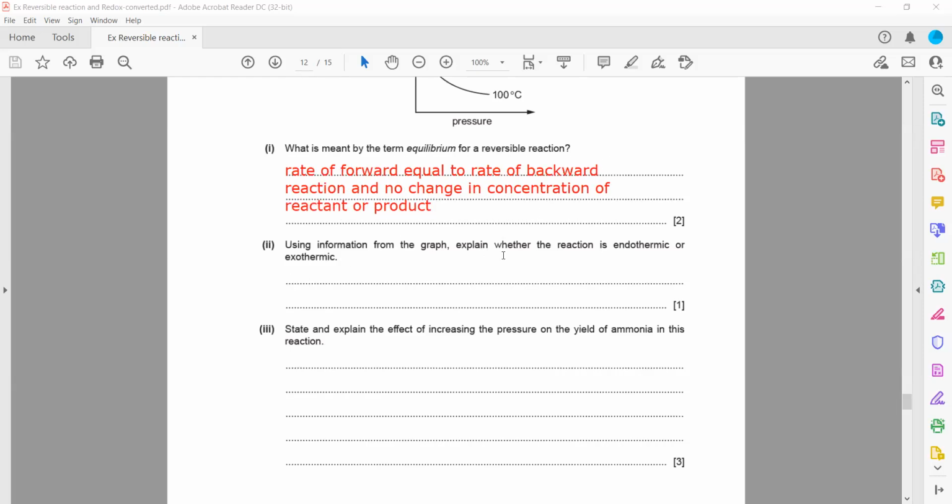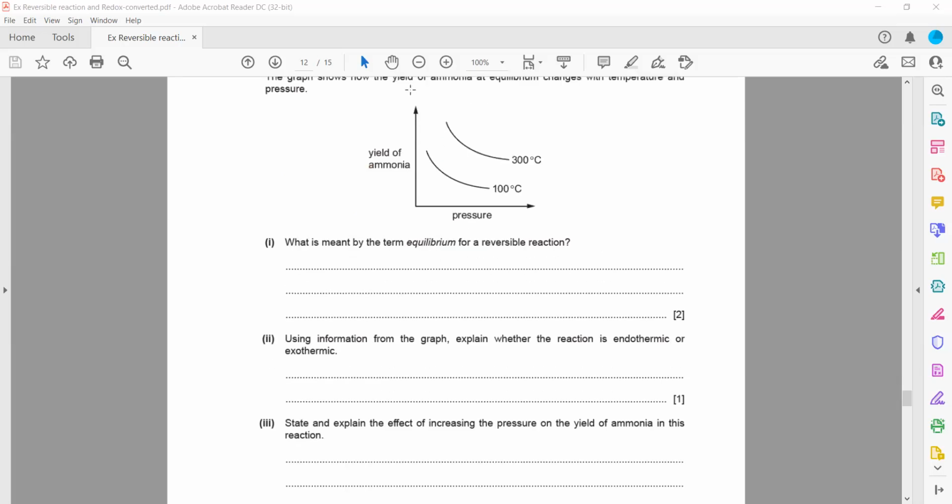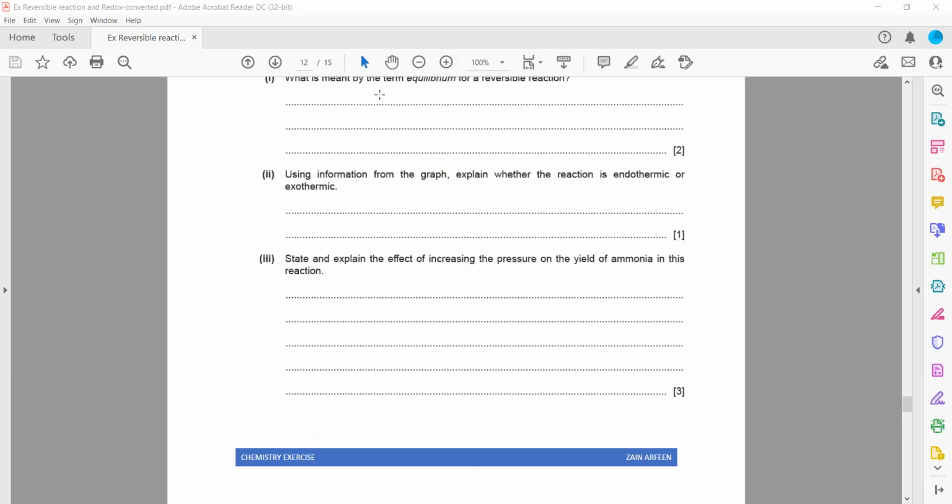Use information from the graph to explain whether the reaction is endothermic or exothermic. So how do we identify it? As you can see, at 300 we are getting more product. At 100 we are getting a smaller product. So if we increase the temperature, we get more product. When we increase the temperature and get more product, it means the reaction is endothermic, because for an endothermic reaction, an increase in temperature shifts the equilibrium towards the right hand side, so we get a greater yield.